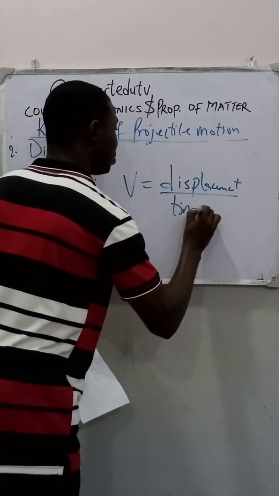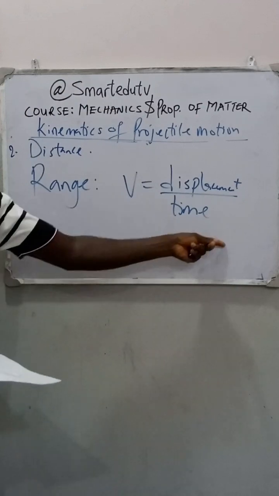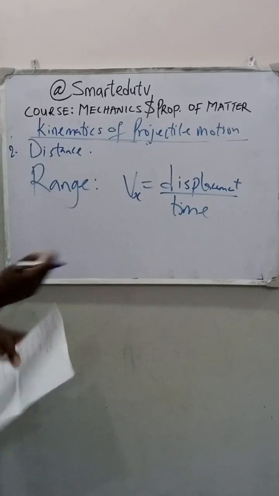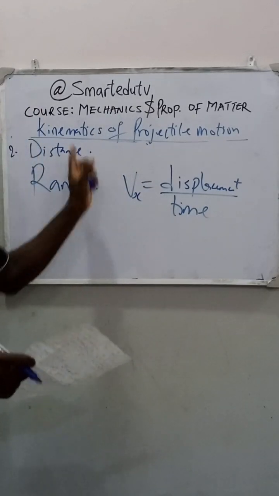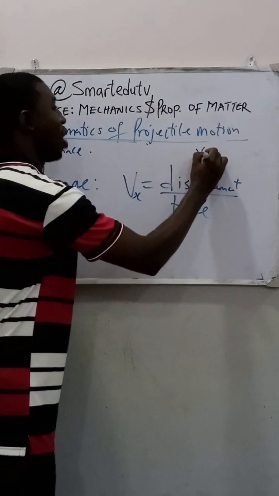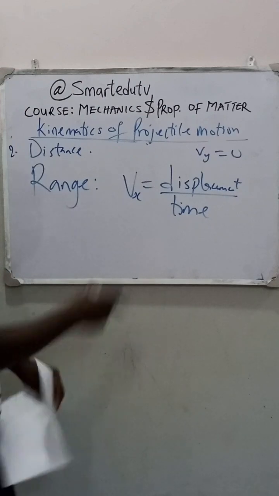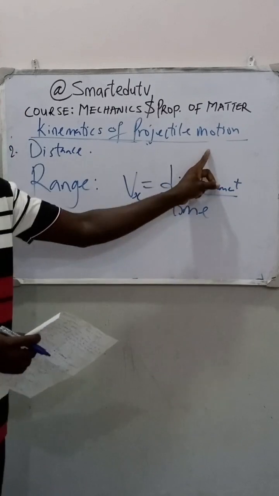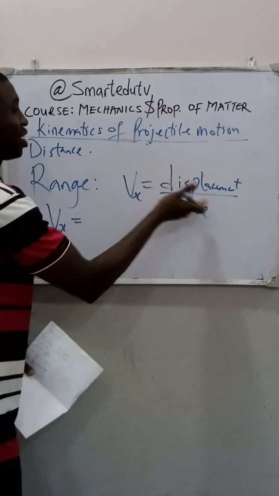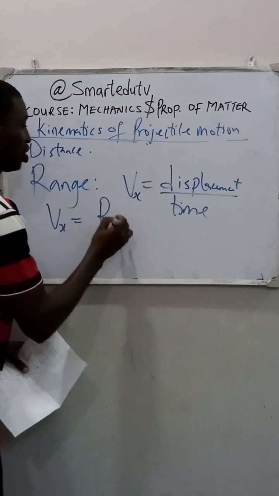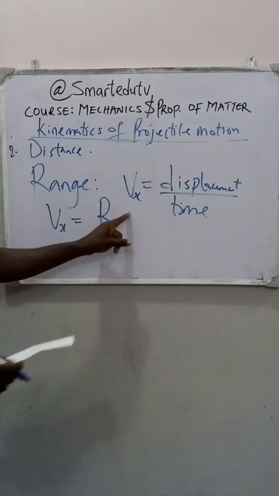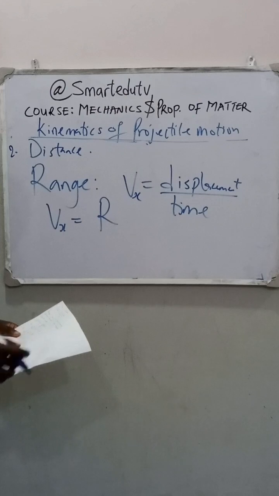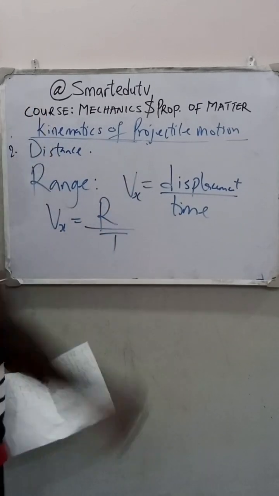Since we are talking about horizontal distance, I'm expecting the velocity to be the velocity along the x-axis, not the velocity along the y-axis, since I know that the velocity along the y-axis equals 0. So Vx will now be equal to that horizontal displacement or distance, let me call it range. Let R denote range or horizontal distance or displacement, over time, which is T.